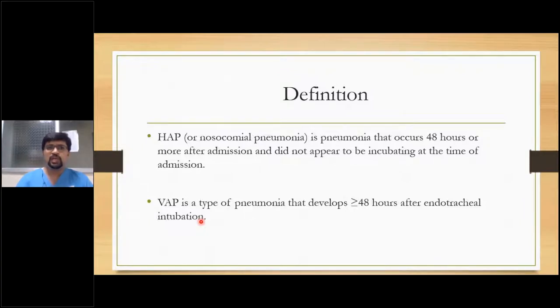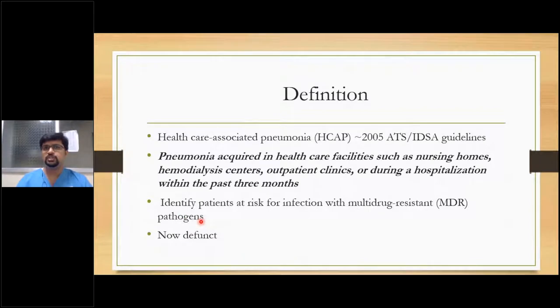There was one more entity of pneumonia called healthcare associated pneumonia. It was first told in 2005, ATS IDSA guidelines. Basically, it was done in order to identify patients who are at risk for infection with multi-drug resistant pathogens. So the definition goes this way: pneumonia acquired in healthcare facilities such as a nursing home, hemodialysis center, outpatient clinic, or during hospitalization within the past 3 months. So as of now, in the 2016 IDSA guidelines, they have removed this definition, and they have found that it is not very useful to get to know that these patients might be infected with multi-drug resistant pathogens.